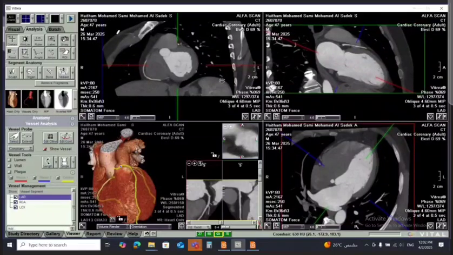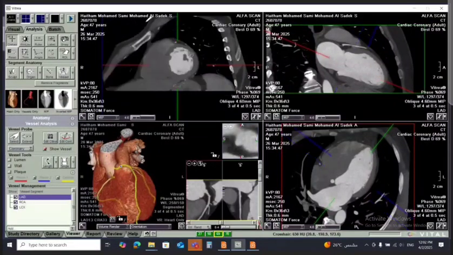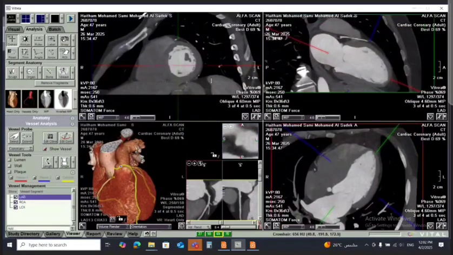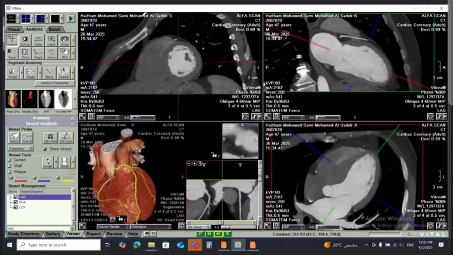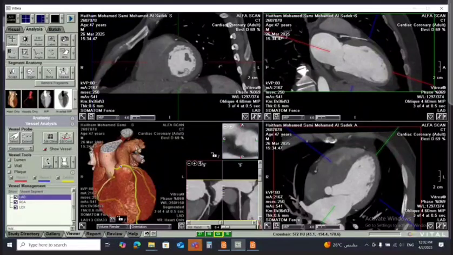This is called the short axis plane of the heart, where the left ventricle appears as a cross section, a circle like this. Here is the anterior wall of the left ventricle, and this is the septum, and this is the inferior wall, and this is the lateral wall of the left ventricle.